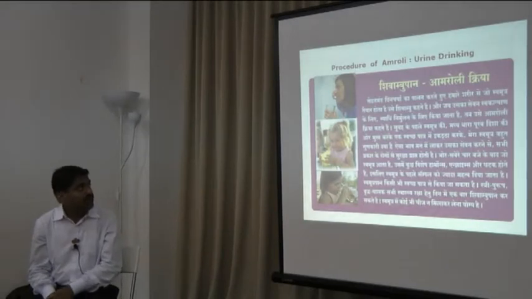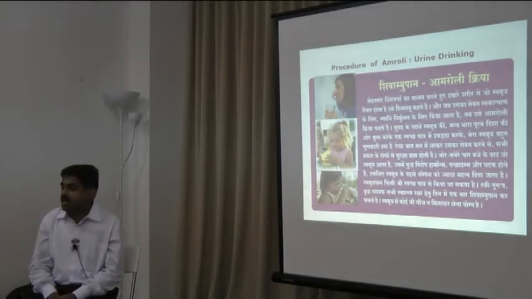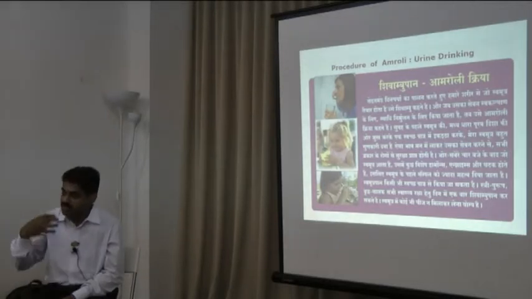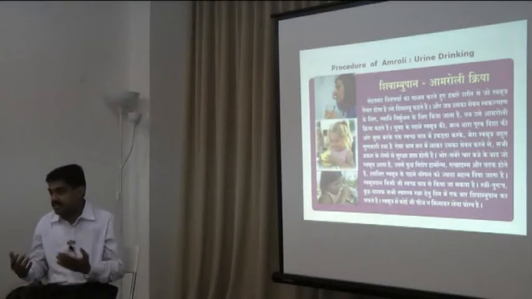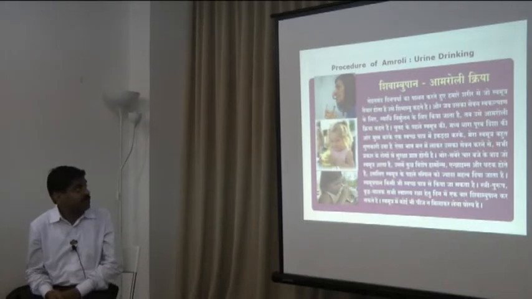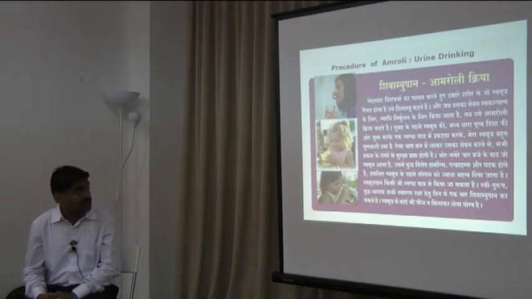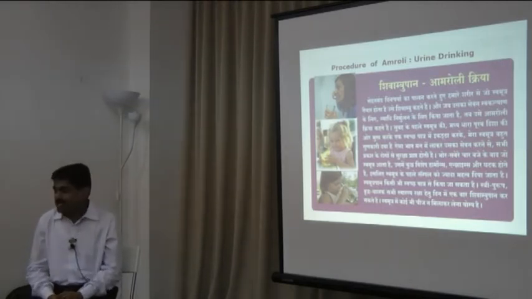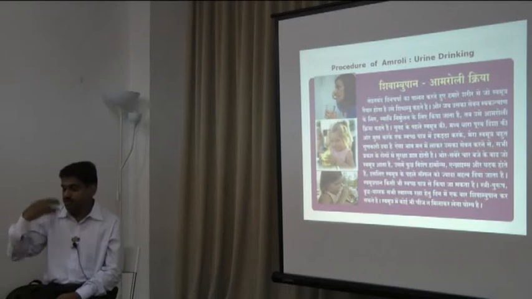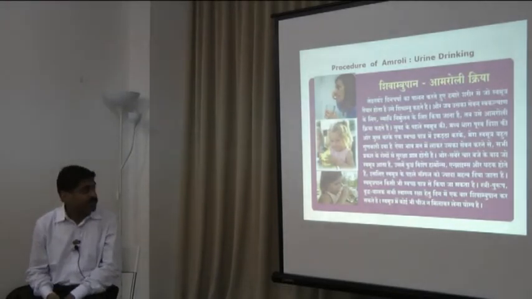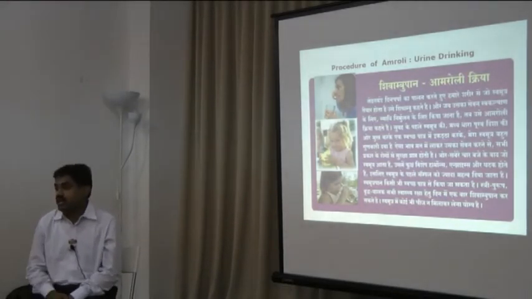So generally, the Amroli Kriya is done in 2 ways. One, the internal consumption, and the other, external application. The first one would be the internal consumption. So oral consumption. In oral consumption, it is called Shivambu Panam. So you drink the urine orally. It has again 2-3 levels.